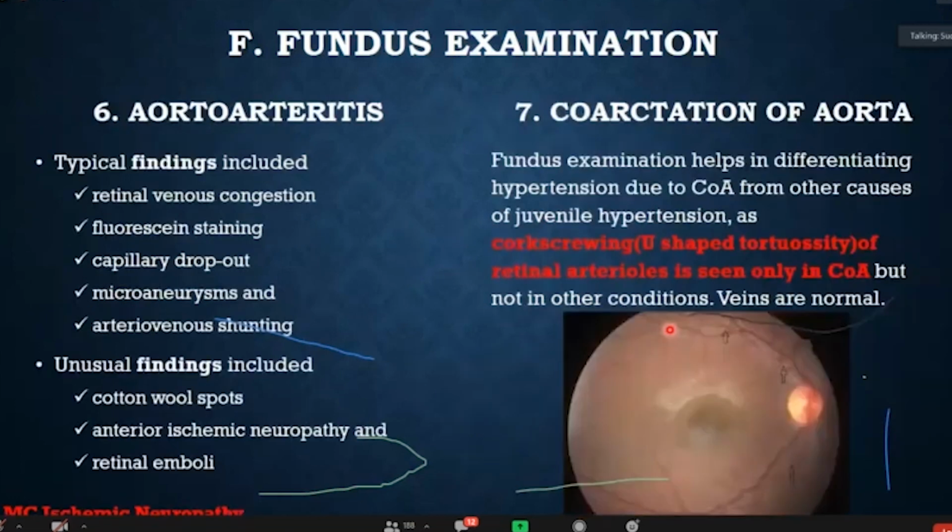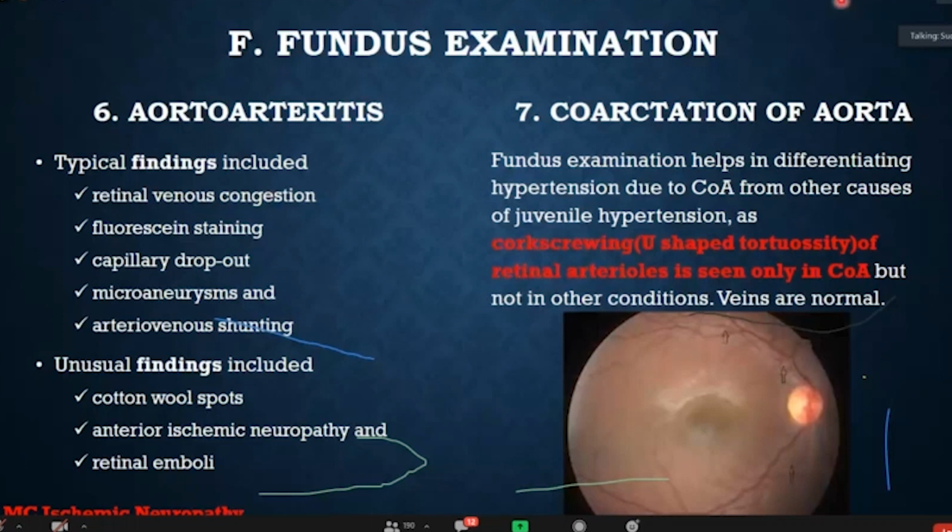Now, one of the two important diseases, Takayasu arteritis. As you all know, Takayasu arteritis is a cardiovascular disease, but it was first described by an ophthalmologist named Takayasu. So what he described was this arteritis. The typical fundus finding is ischemic neuropathy. So you get retinal ischemia. Most common is retinal ischemia, and then you can get other findings like retinal vein congestion, capillary dropouts, microaneurysms, and AV anastomoses and all. But remember, the hallmark is ischemic neuropathy.